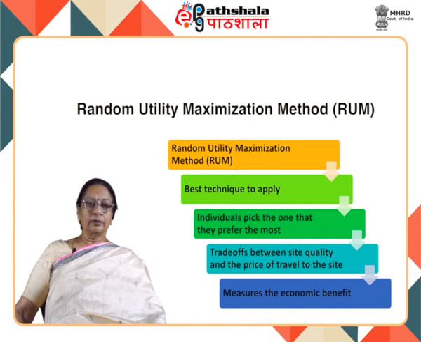The RUM assumes that out of all the possible fishing sites, individuals pick the one that they prefer the most. Individuals make trade offs between site quality and the price of travel to the site, which results in a change in consumer surplus. The RUM method measures the economic benefit which occurs due to a change in the consumer surplus.